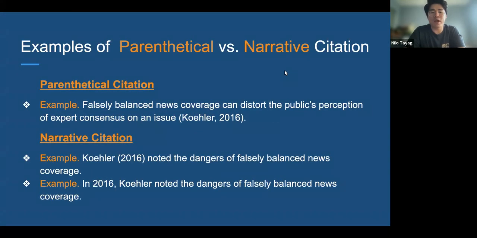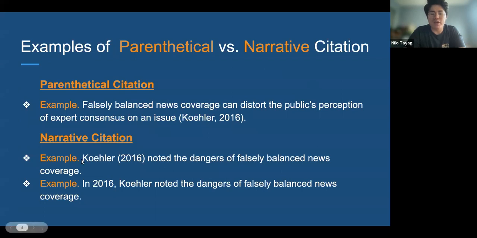The first example we have here is a parenthetical citation. As you can see at the end of this sentence in the first example, we have Kohler 2016 in parentheses. Simply put, Kohler is the last name of the researcher whose information we're using here. We put a comma after their name, and then we put the publication year. In this case, it would be 2016. We include this all in the parentheses at the end of the sentence, and this is how we use parenthetical citations. Right below, we have examples of narrative citations.